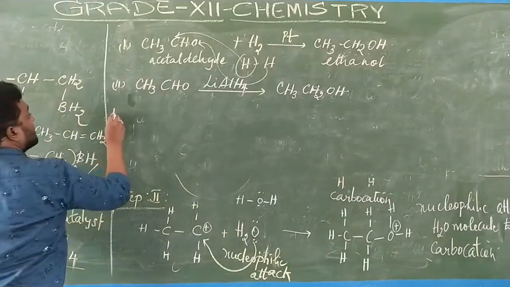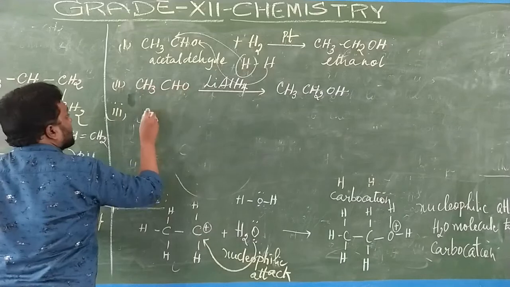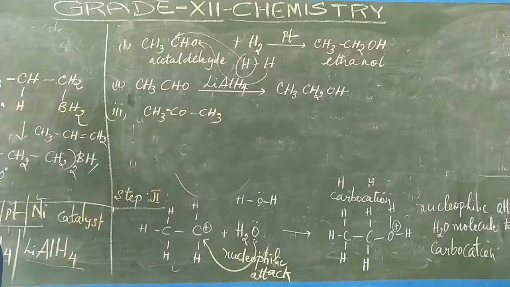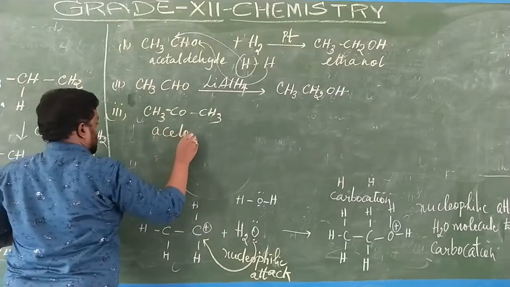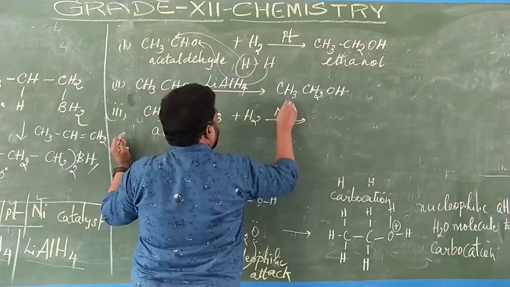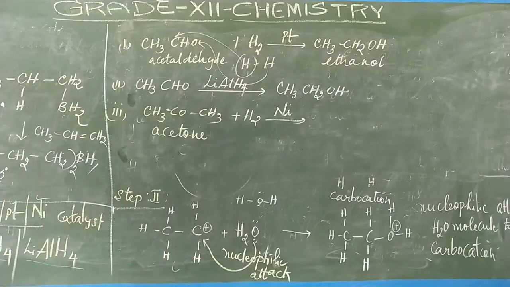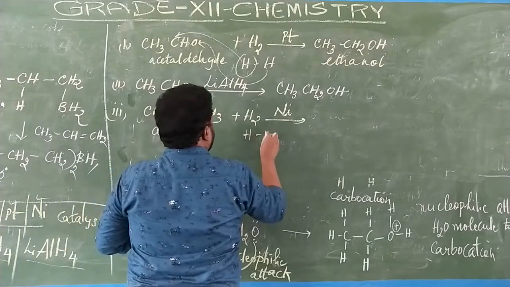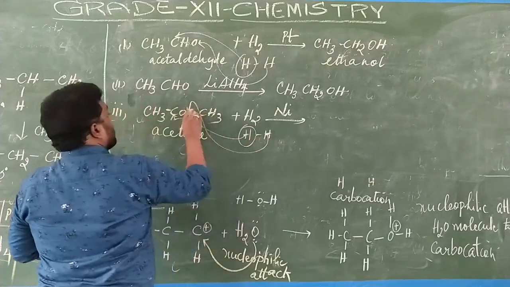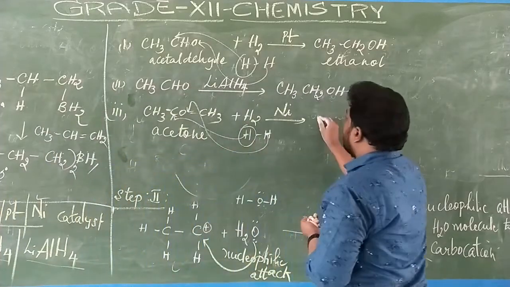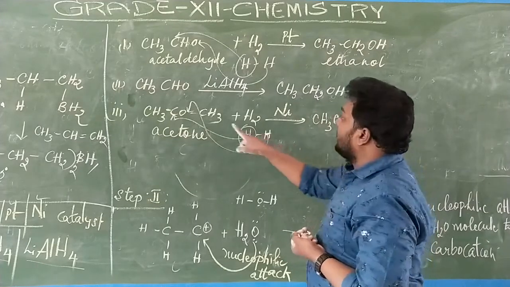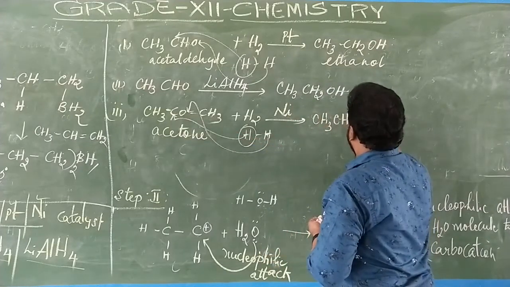Now coming to the third reaction. Instead of acetaldehyde, I am taking a ketone, CH3COCH3. The functional group is ketone, and the name of the compound is acetone. Acetone on treatment with hydrogen in the presence of finely powdered nickel as a catalyst. What will happen now? This hydrogen will split like this, one hydrogen getting attached to this carbon and the other to this oxygen. So what is the product now? CH3CH(OH)CH3.